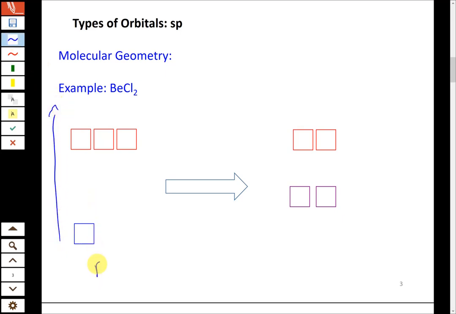Beryllium is 1s2, 2s2, so its valence orbitals are 2s, and there are empty 2p's as well. But basically, in beryllium, you have two paired electrons in the 2s orbital. So how would those overlap to form bonds?